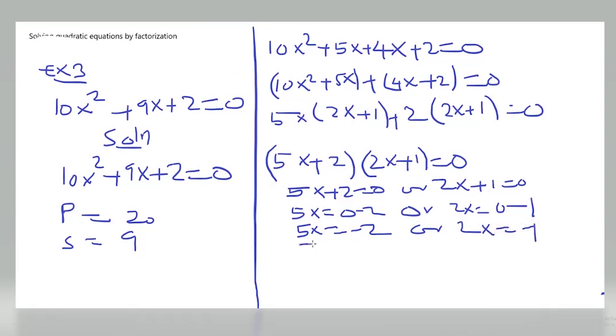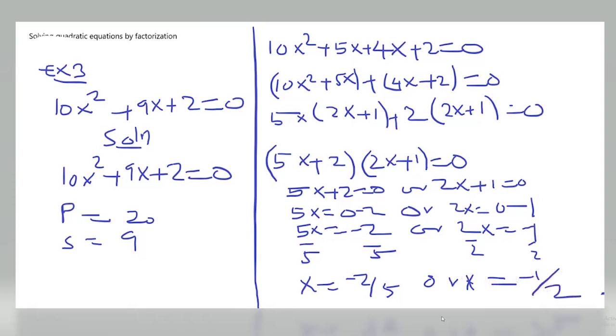Now for this case, divide by 5, divide by 5. Here, divide by 2, divide by 2. For this case, x will be equal to negative 2 over 5, or x is equal to negative half. This is the solution of this question.